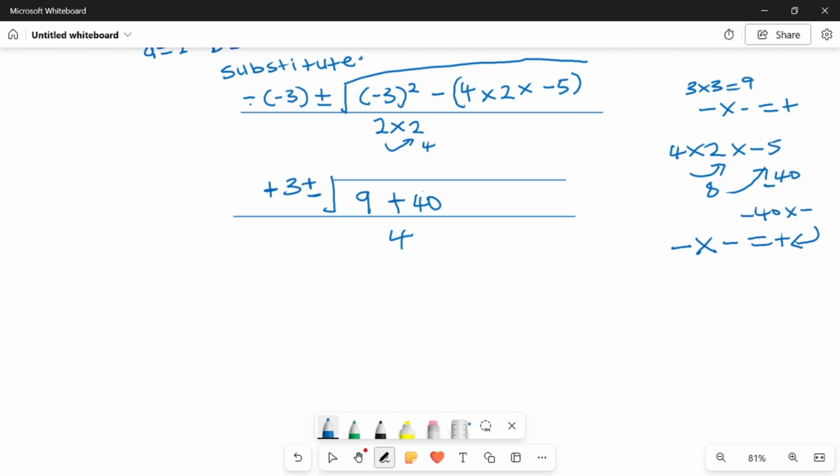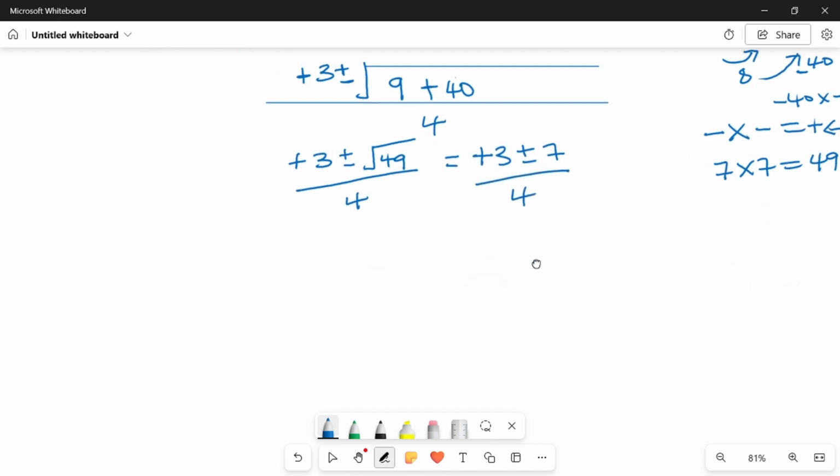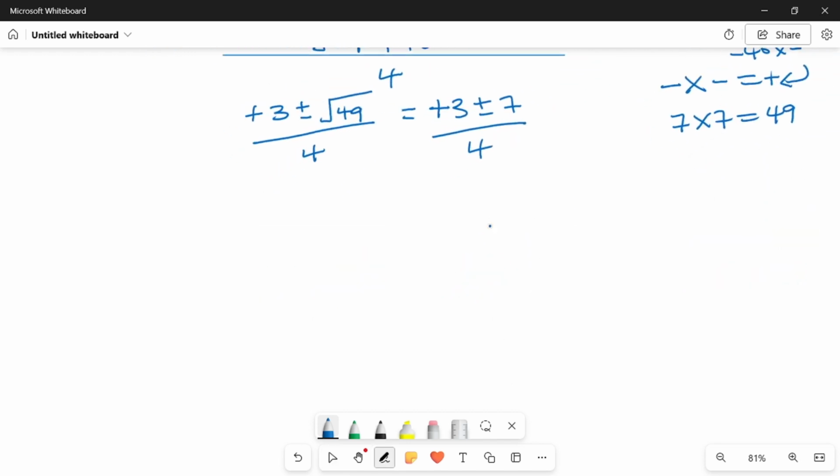So we'll have that plus 3 plus or minus square root of 49 all over 4. And we know that square root of 49 is simply what? 7 times 7, which is 49. So the square root of 49 will now be 7. So now give us plus 3 plus or minus 7 all over 4.